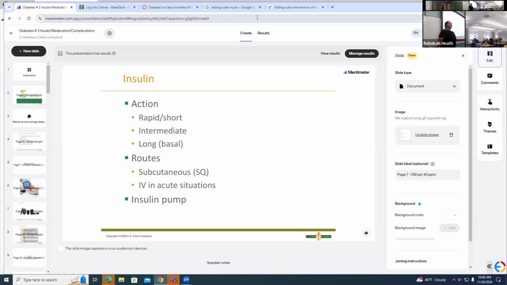Anybody identify a rapid-acting insulin? Regular. I like that you're guessing though. So Humalog or Novolog are our rapid acting insulins. When you were looking through, who found it right away and was like, this is easy?